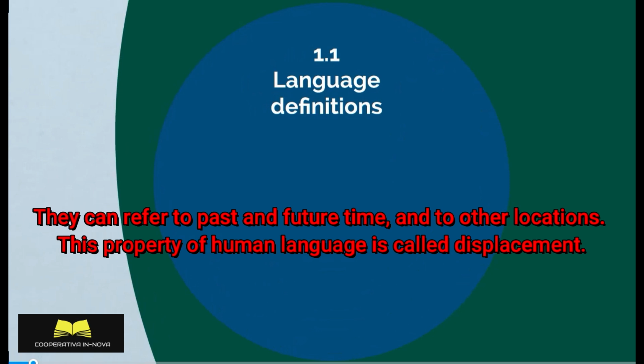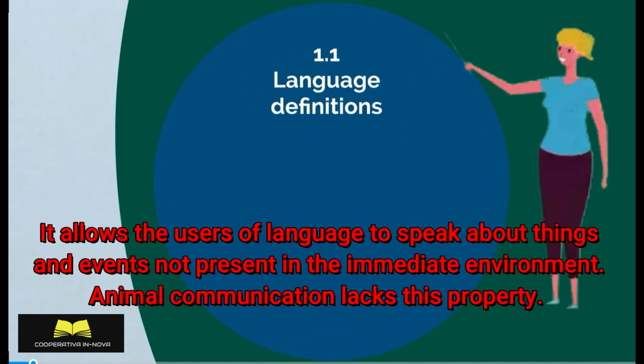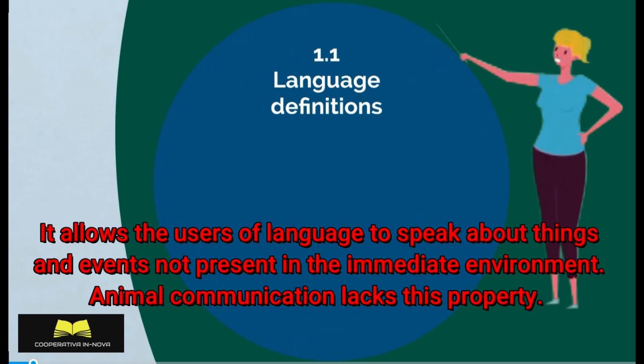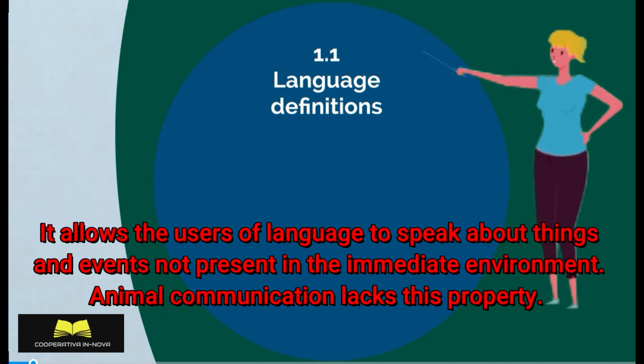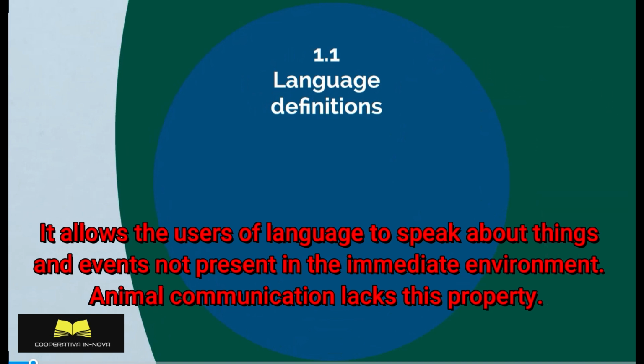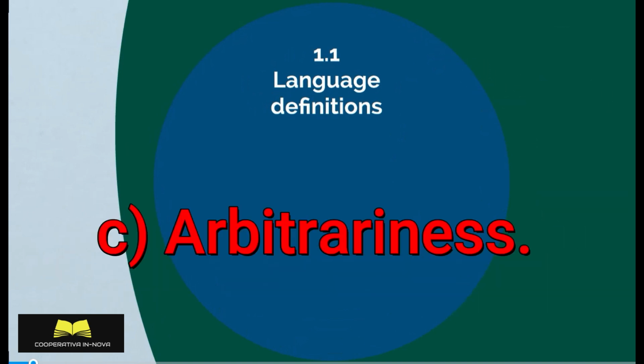This property of human language is called displacement. It allows the users of language to speak about things and events not present in the immediate environment. Animal communication lacks this property. C. Arbitrariness.